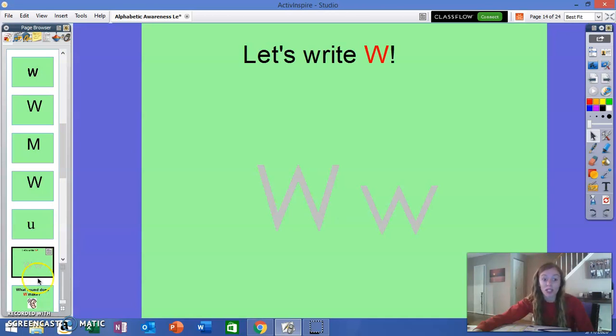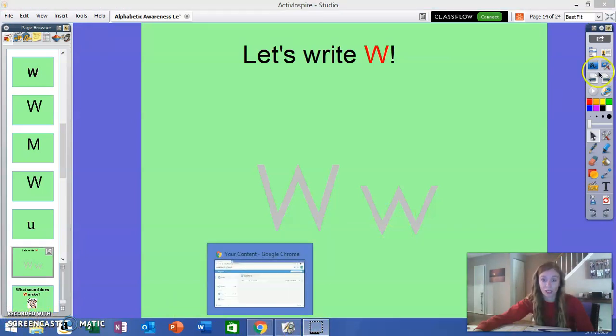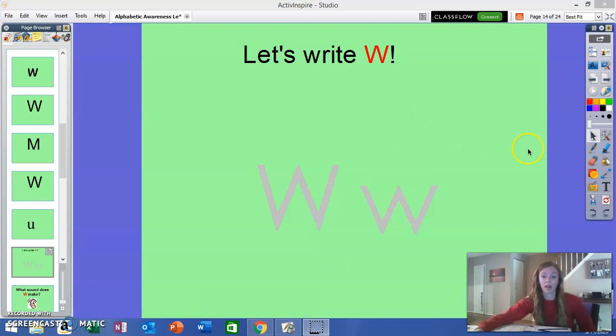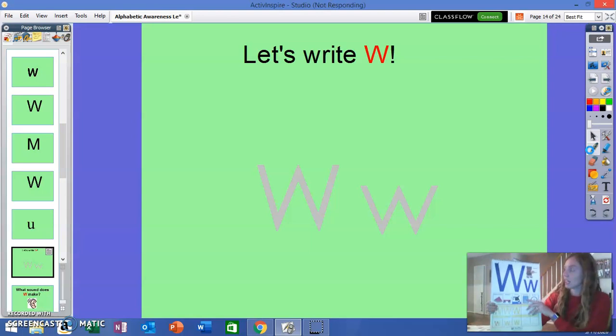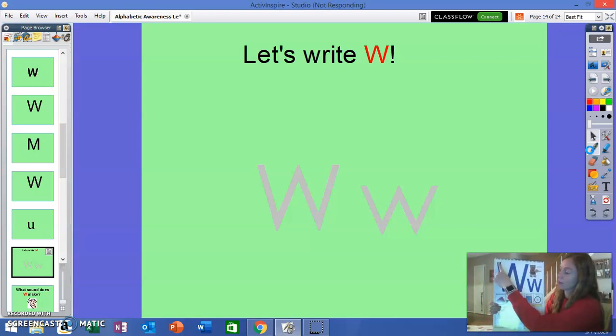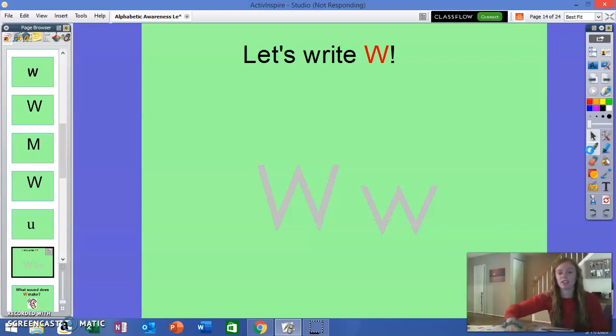Alrighty, so now we are going to practice writing the letter W. In order to practice writing the letter W, you have to take your finger, and we're going to practice writing it in the air. You're going to start at the top. Come down, back up, down, and back up. And that's the letter W. Let's do the lowercase. Down, back up, down, back up. Very good. Alrighty, let's try one more time.